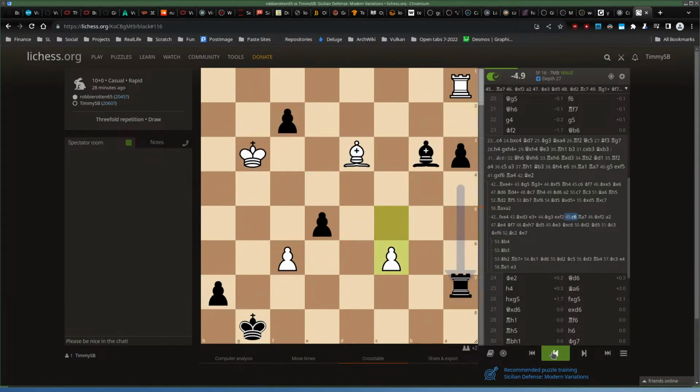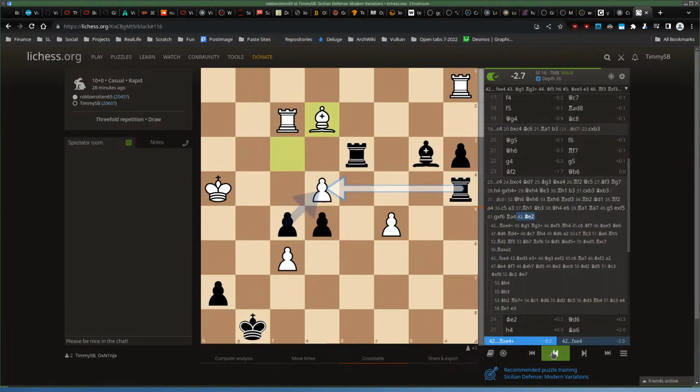But how does one see that in this position? How does one see that? That's a draw and this is a win. I don't see it. I don't understand it. I will never see it.